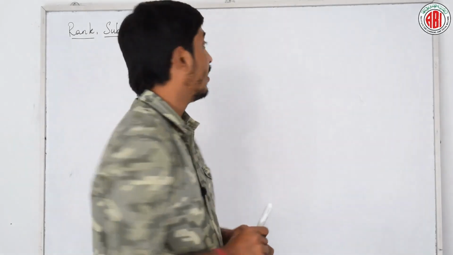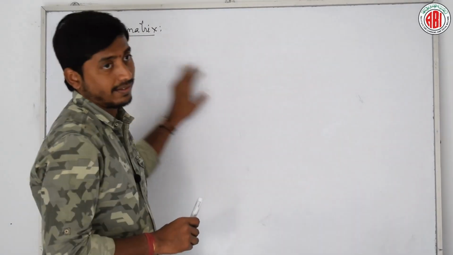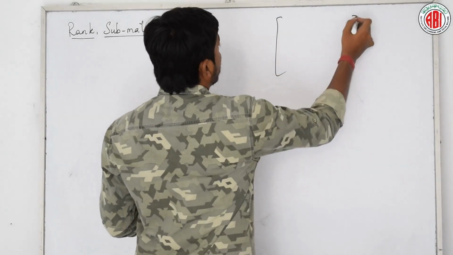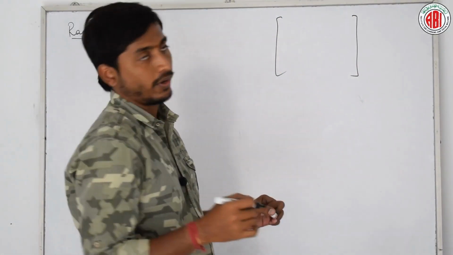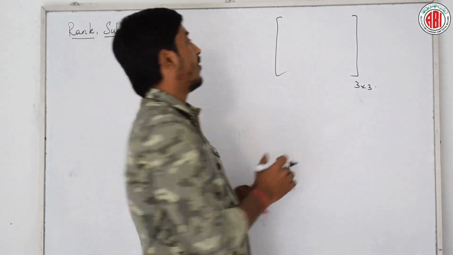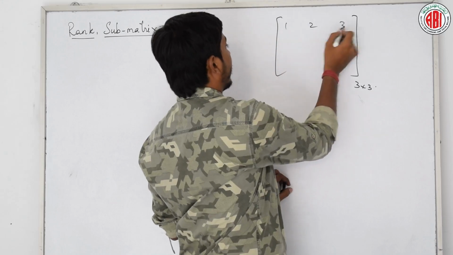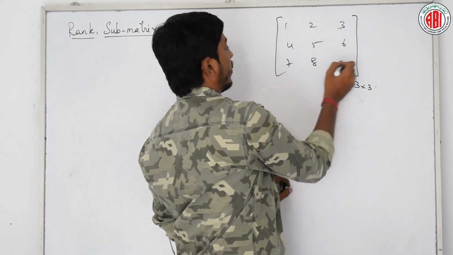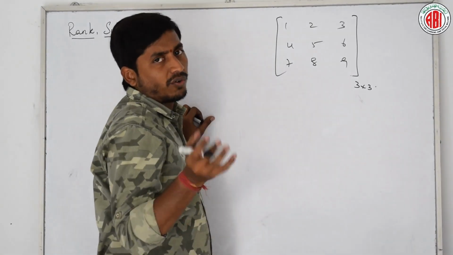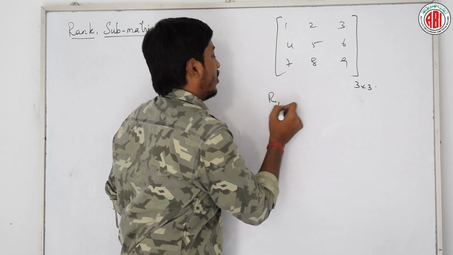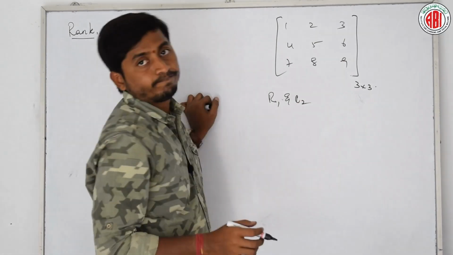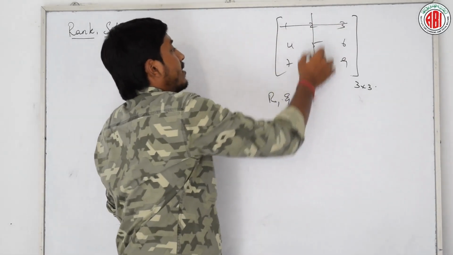Before learning rank, we have to define what a submatrix is. Whatever we study from now on, we are going to study only square matrices. Let us say there is some 3 by 3 matrix with some elements. If I want to remove any 2 rows or any 2 columns, or 1 row and 1 column, let us assume we remove R1 and C2.